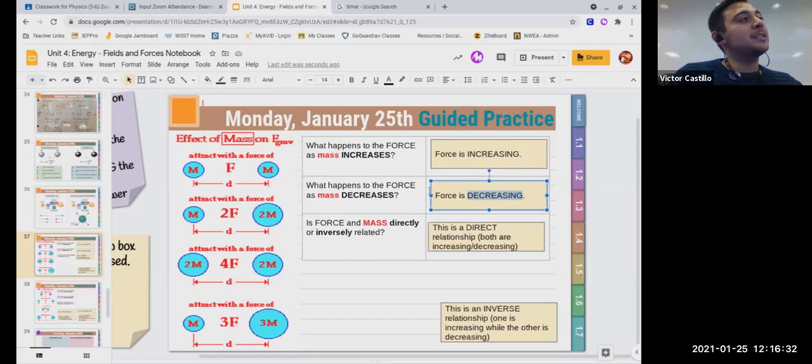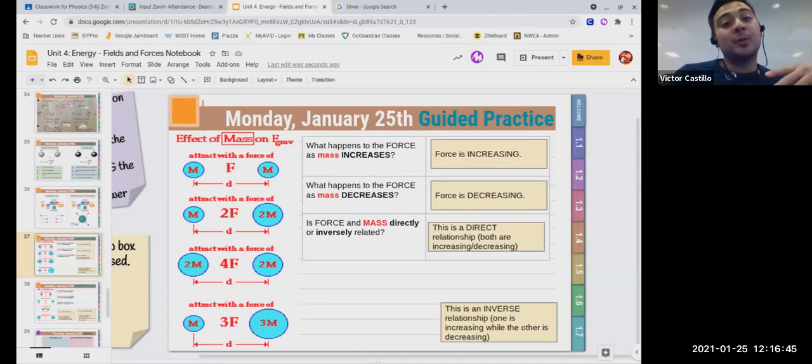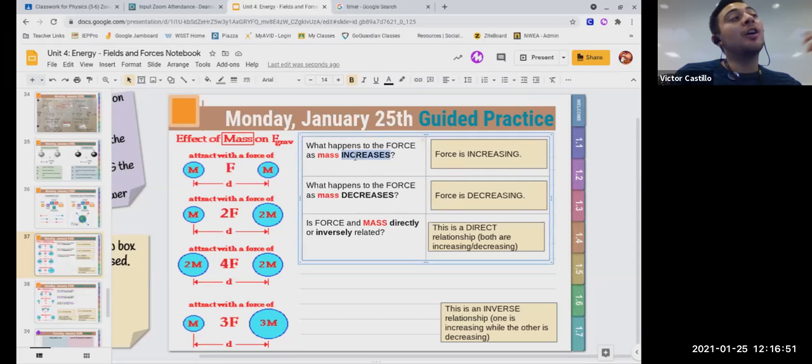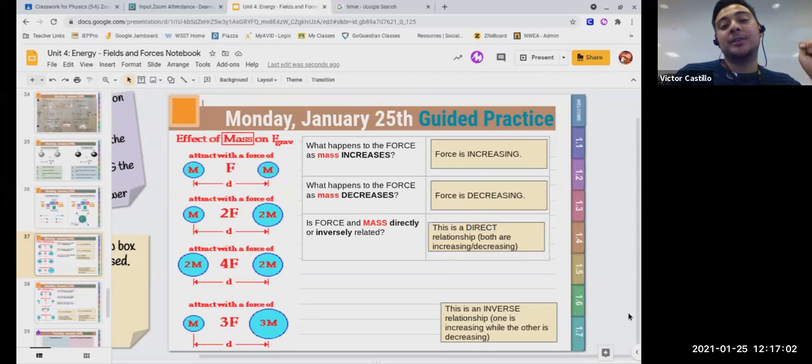If you haven't had a chance, copy these down right now. Think of force and mass as two BFFs, best friends for life. Whatever one wears, the other is going to wear the exact same thing, right? Because they're super BFFs. So if mass increases, force will also increase. If mass decreases, force will also decrease. This is known as a direct relationship. They're directly related to one another.